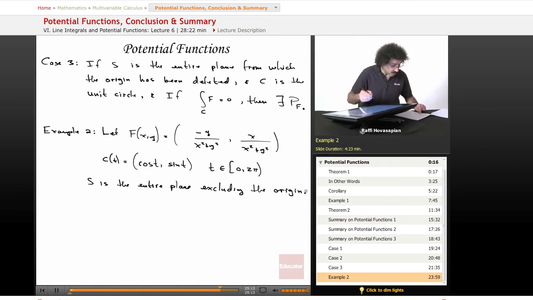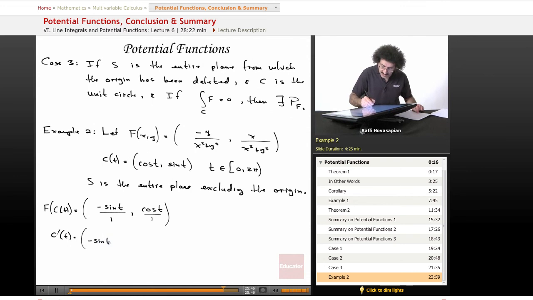Okay, well, let's go ahead and form f of c of t. We're going to evaluate this directly. So f of c of t is equal to minus sine t over 1, right? Because if I put cosine t for x, sine t for y, cosine squared plus sine squared is 1, standard trigonometric identity. And this is going to be cosine t over 1. Now c prime of t equals minus sine t and cosine t.